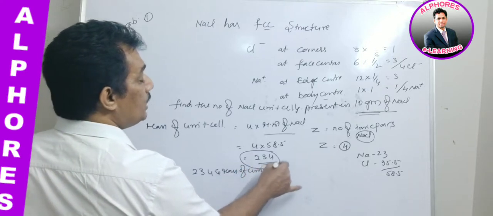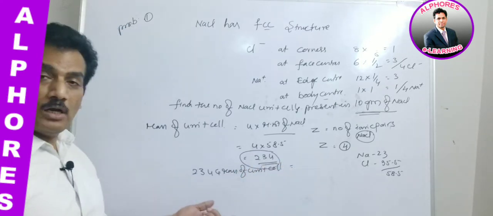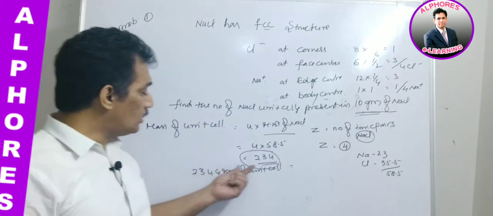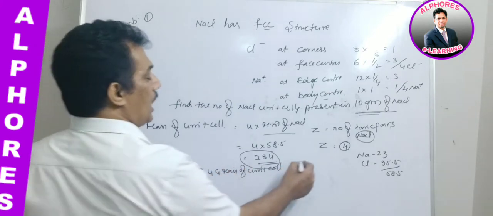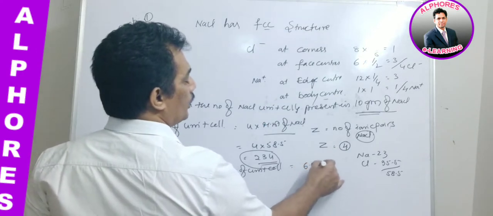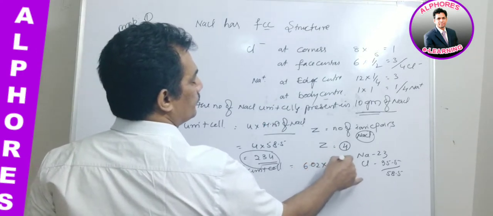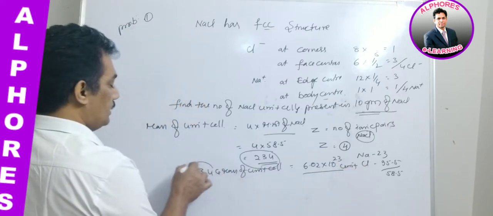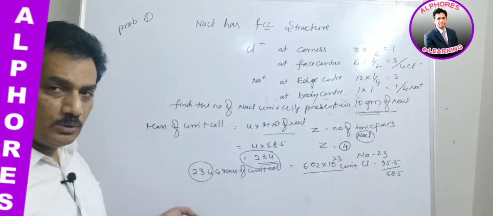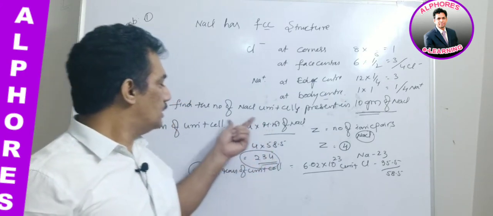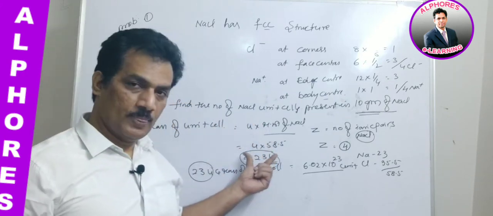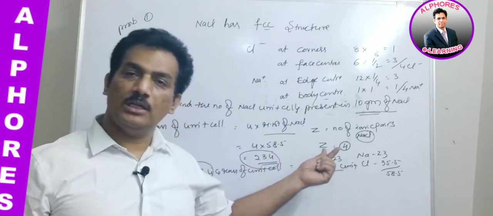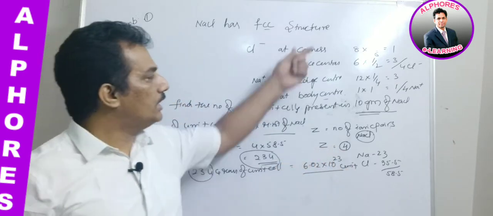This gram mass of the unit cell possesses how many unit cells? When it is gram molecular weight, how many molecules? Avogadro number. Here the gram mass of the unit cell possesses Avogadro number of unit cells. This is the number of unit cells that will be present in 234. What is 234? It is nothing but the mass of the unit cell. It is obtained when we are finding the Z value. Z is nothing but the number of ionic pairs, and we can get it.